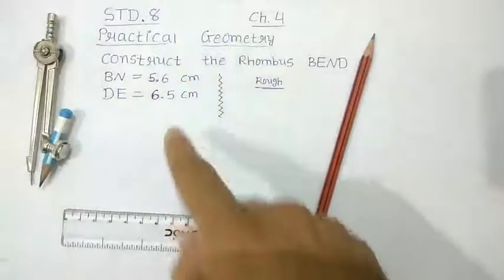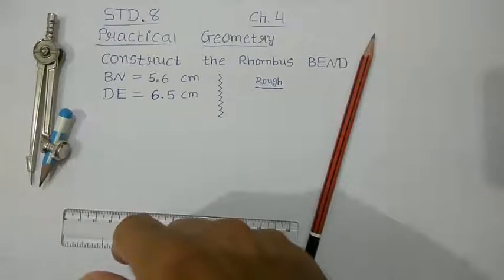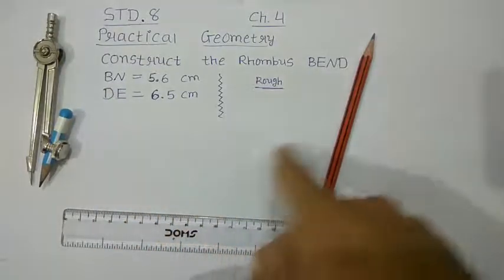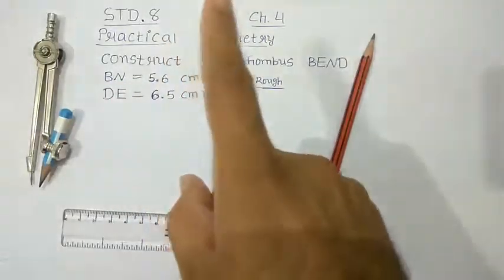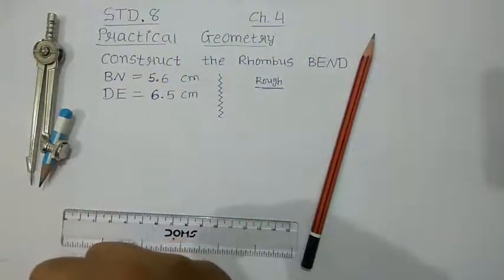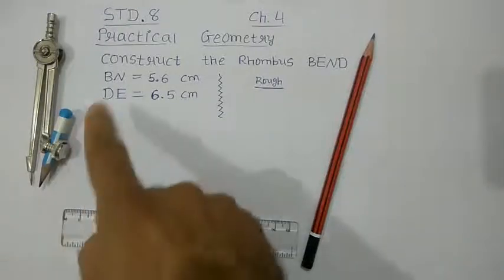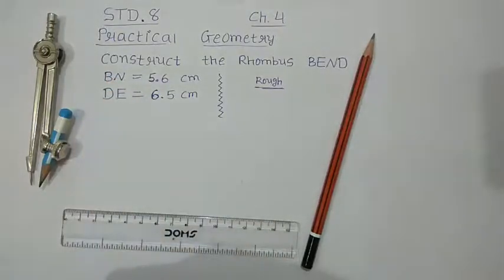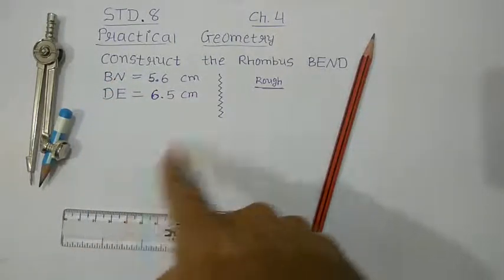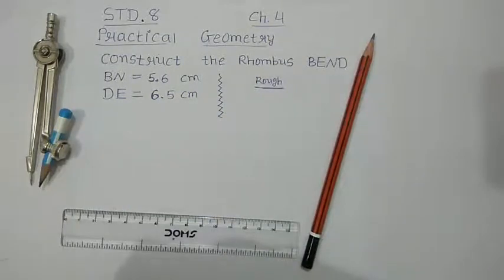So in the previous class we have studied the second type to construct a quadrilateral, in which three sides of a quadrilateral are given and two measurements of diagonal are given. But in this case we have given only two dimensions. One is BN and the second one is DE. So here this is a rhombus. We have to construct a rhombus.